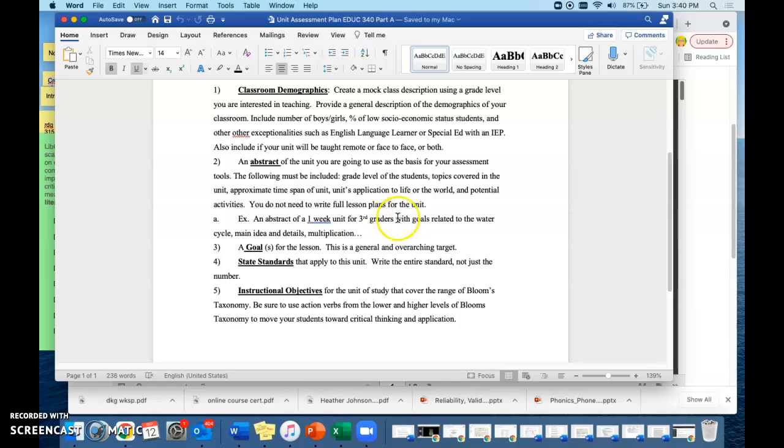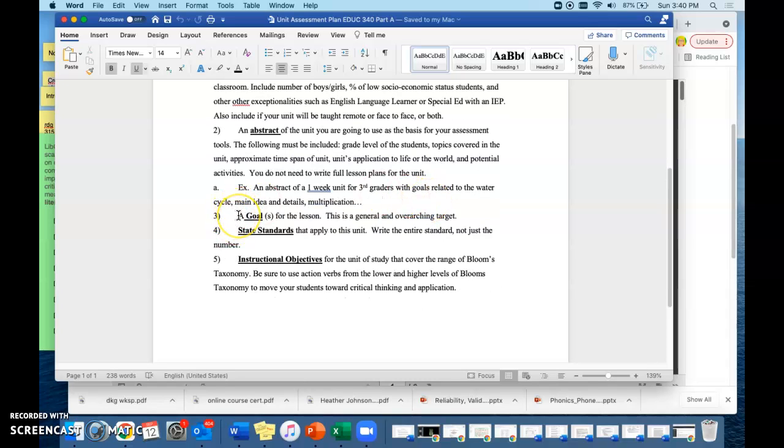So that's a summary. Number 3, this is very short, the goal for the lesson, a general overarching target. I want my students to understand the vocabulary of the water cycle and the process. I'm going to list the state standards, not just the number of the standard, but I'm going to write the entire standard. And then finally, section 5, I'm going to write a couple of objectives for this unit. I'm going to make sure that I'm not just using low-level verbs like recall or restate or retell. I can have those, but I need to also have some critical thinking.